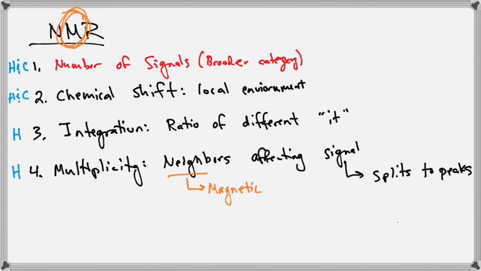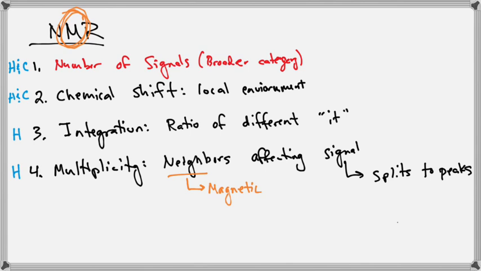Multiplicity is talking about neighbors, and our neighbors must be magnetic. When we talked about hydrogen, it's other hydrogens being magnetic nearby. When I talk about carbons, we talked about other carbons being magnetic nearby. Is there something else that's magnetic nearby next to a carbon? All of the hydrogens are nearby. Could the hydrogens affect the carbon signal? Yes. Okay? So typically when we look at carbon NMR, we ignore multiplicity.